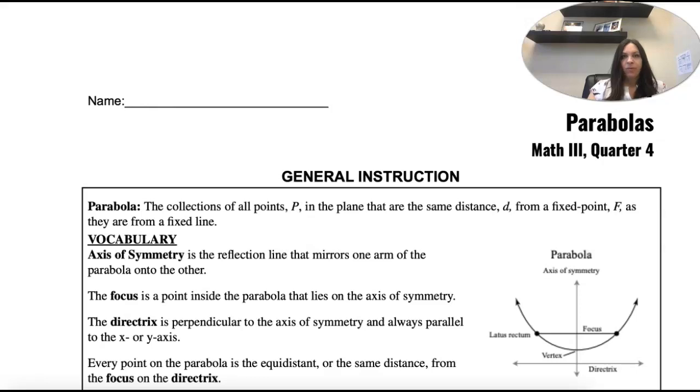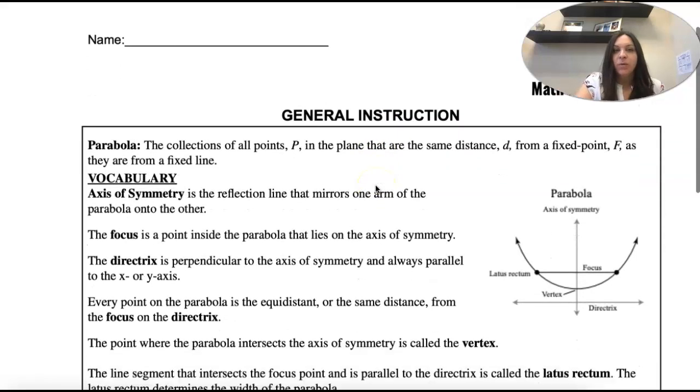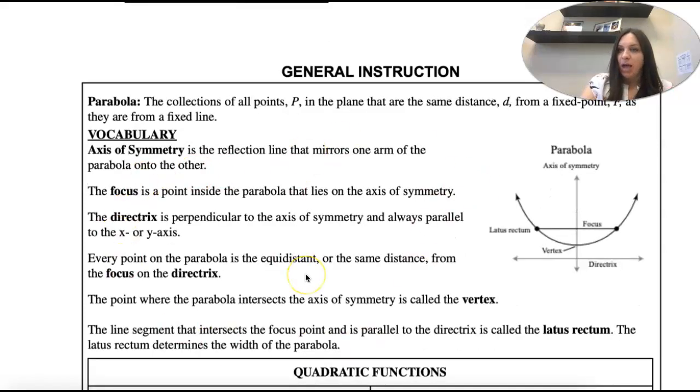Section 2.1, Parabolas. So we learn about parabolas in Math 2, and then we kind of take a break for a while, but we're going to come back to them. A parabola is just a U-shaped graph, and we get it from x squared or y squared in the equation, anytime there's a square. So there's just a lot of vocabulary with parabolas.